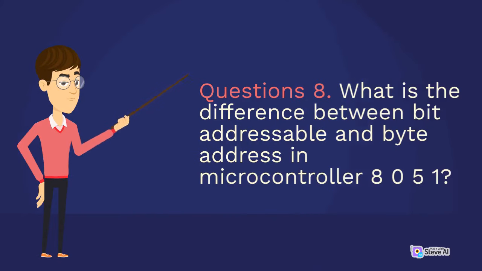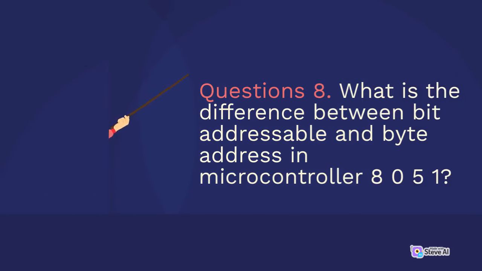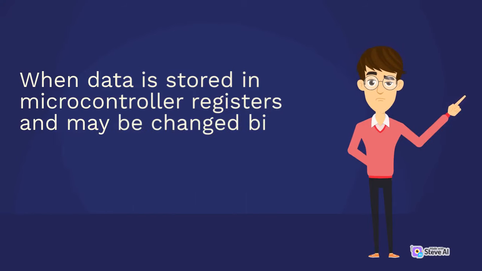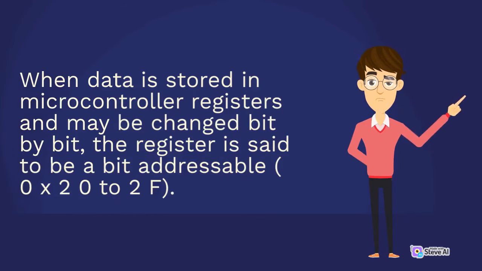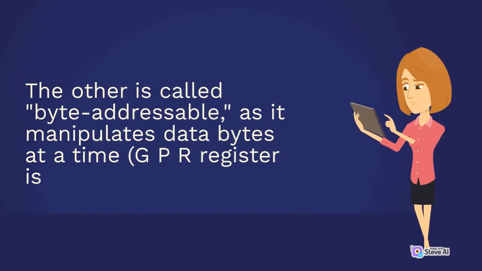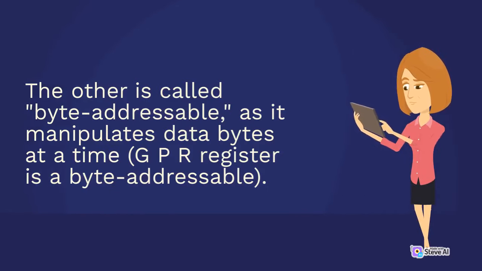Question 8. What is the difference between bit addressable and byte addressable in microcontroller 8051? When data is stored in microcontroller registers and may be changed bit by bit, the register is said to be bit addressable, 20H to 2FH. The other is called byte addressable, as it manipulates data a byte at a time. The GPR register is byte addressable.